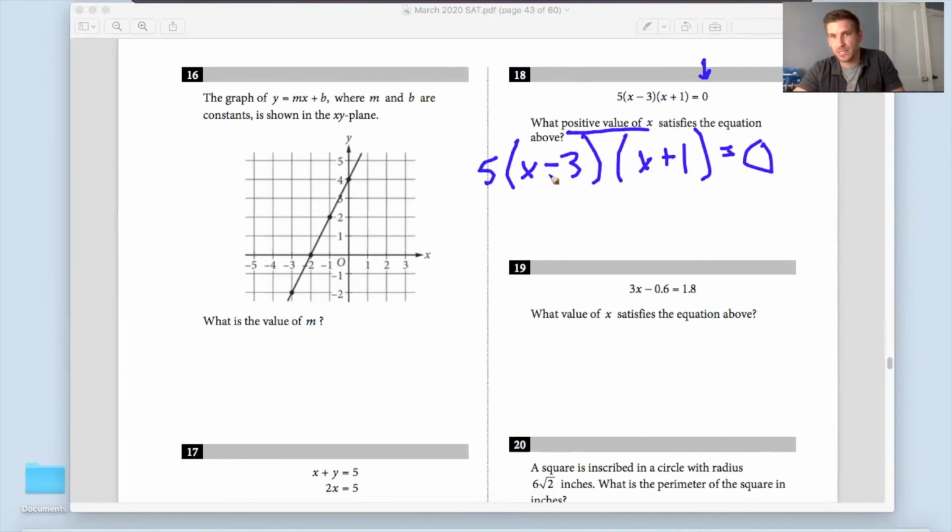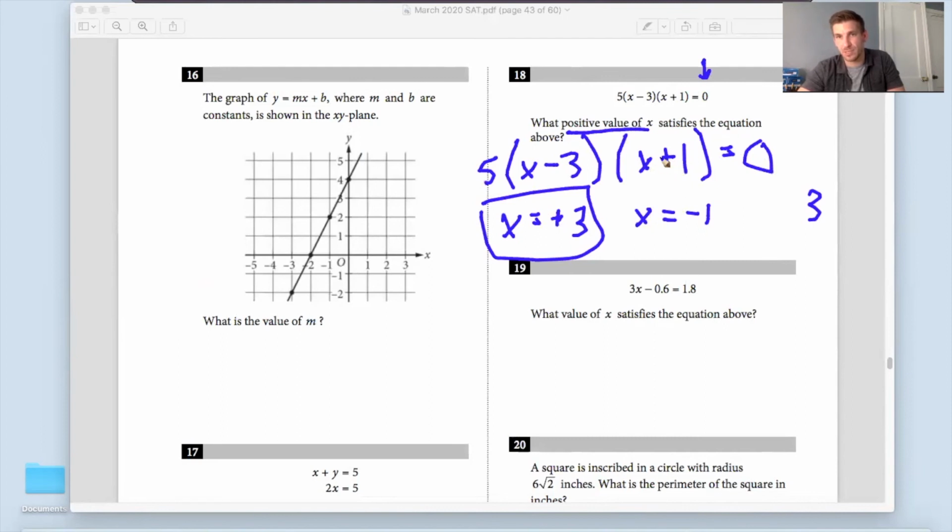In order for this to become equal to 0, then x has to equal plus 3, if I insert a plus 3 here. And this has to be x equals minus 1, and this would have to be 0. So it's saying what positive value of x, so 3 is going to be my answer choice, and not negative 1. Negative 1 plus 1 gives me 0. 0 times anything else would give me 0. So 3 is going to be my answer for this.